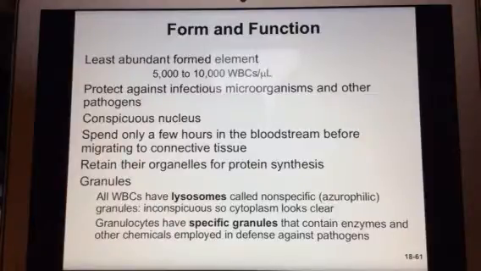They only spend a few hours in the bloodstream before they migrate to the connective tissue, and that also depends on the different type of white blood cell that we're talking about. They do retain their organelles for protein synthesis, so unlike red blood cells, they have all of the organelles and are producing proteins. Again, that's going to differ depending on the type of white blood cell.